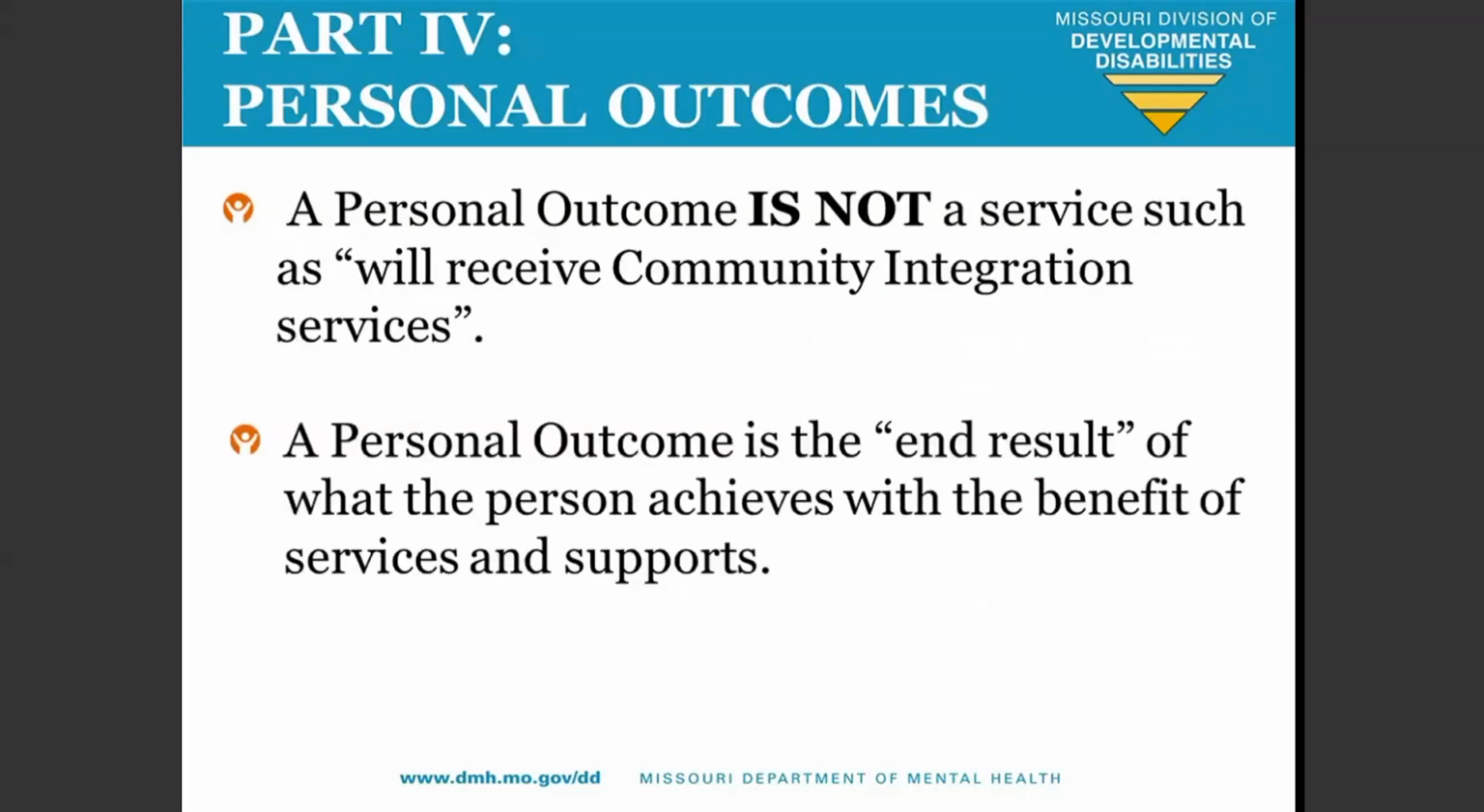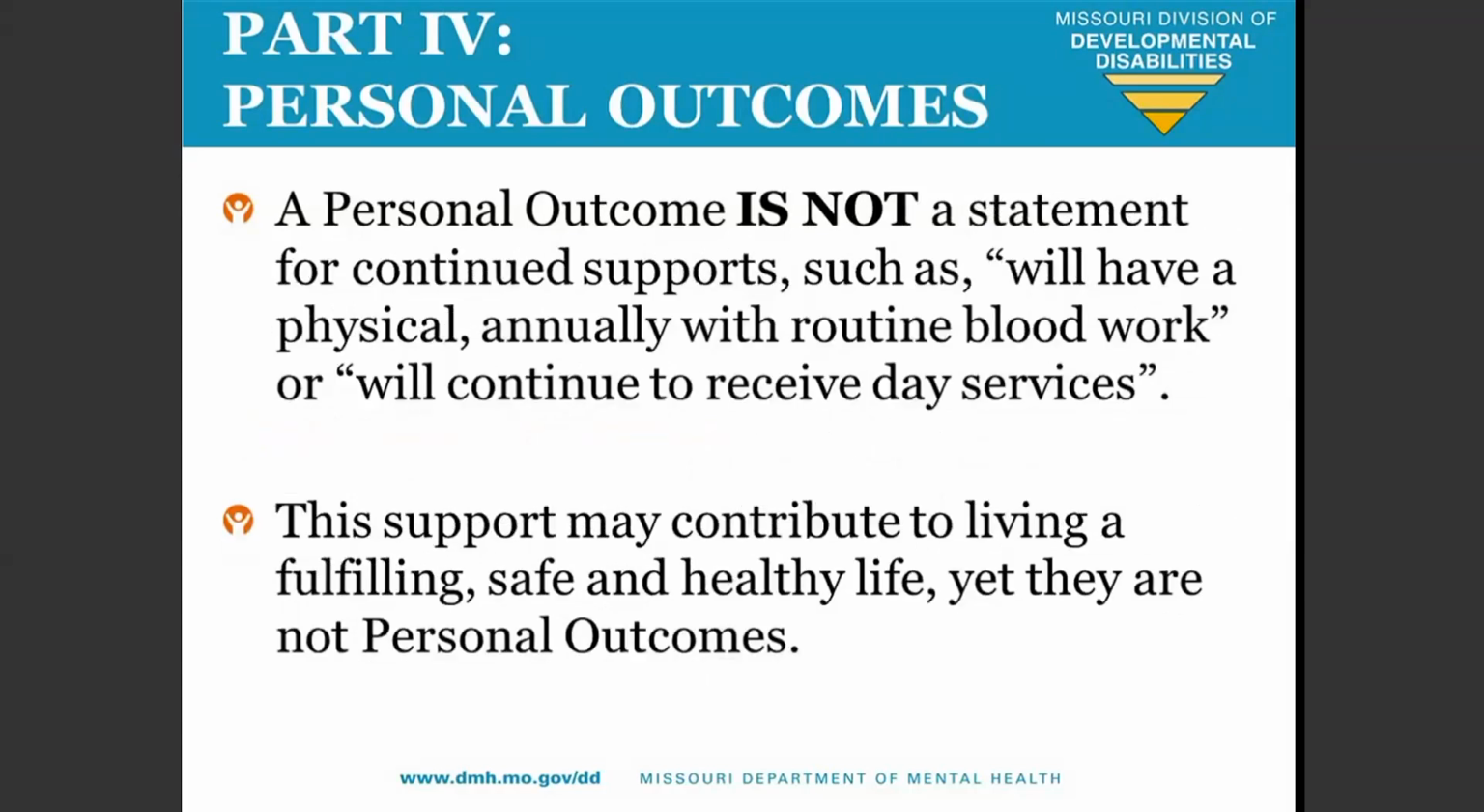A personal outcome is not a service, such as "will receive community integration services." A personal outcome is the end result of what the person achieves with the benefit of services and supports. A personal outcome is not a statement for continued supports, such as "will have a physical annually with routine blood work," or "will continue to receive day services." This support may contribute to living a fulfilling, safe, and healthy life, yet they are not personal outcomes.